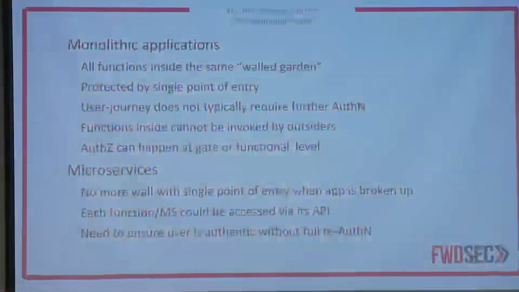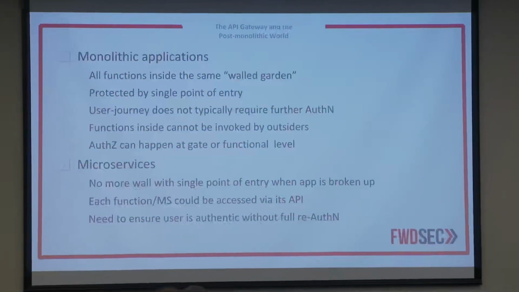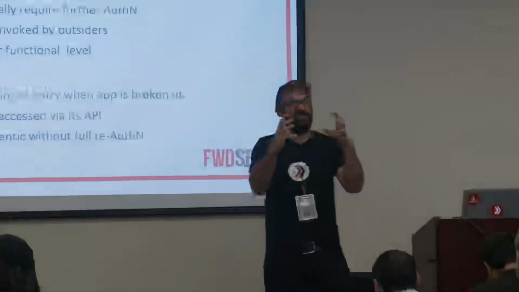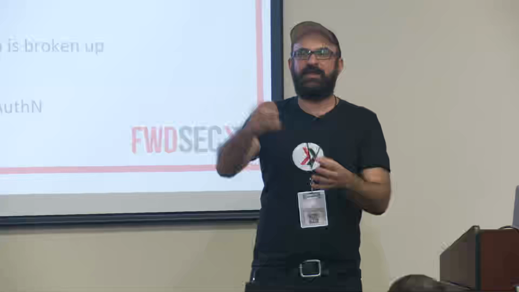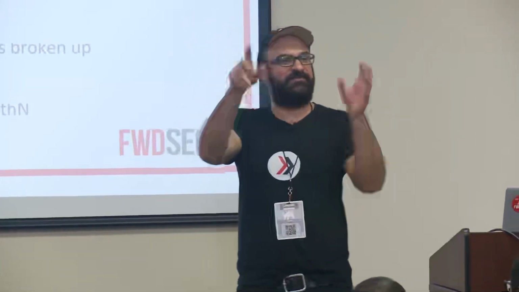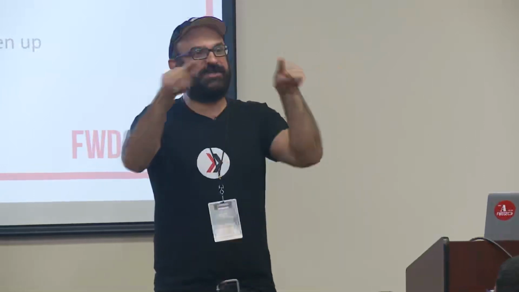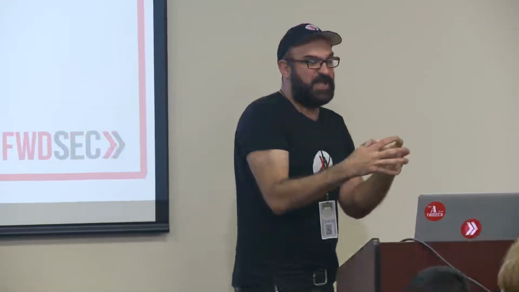So in monolithic applications, as we talked about, all the functions live inside the same walled garden. You have a walled garden, and you've got all your functions inside, and they're all happily living together. Users authenticate through the front door of this walled garden, and once they're authenticated, they just float around. The functions call each other, because you're assuming the walled garden is keeping all the functions securely inside. And that's great for a monolithic application. It's protected by a single point of entry. Once you enter through, then you make function calls across. And the user journey typically doesn't require further authentication.